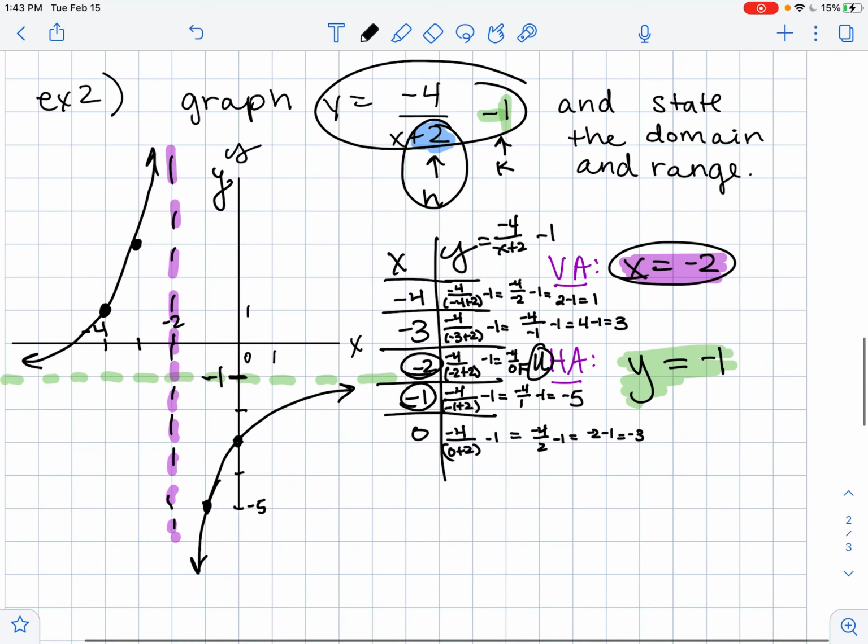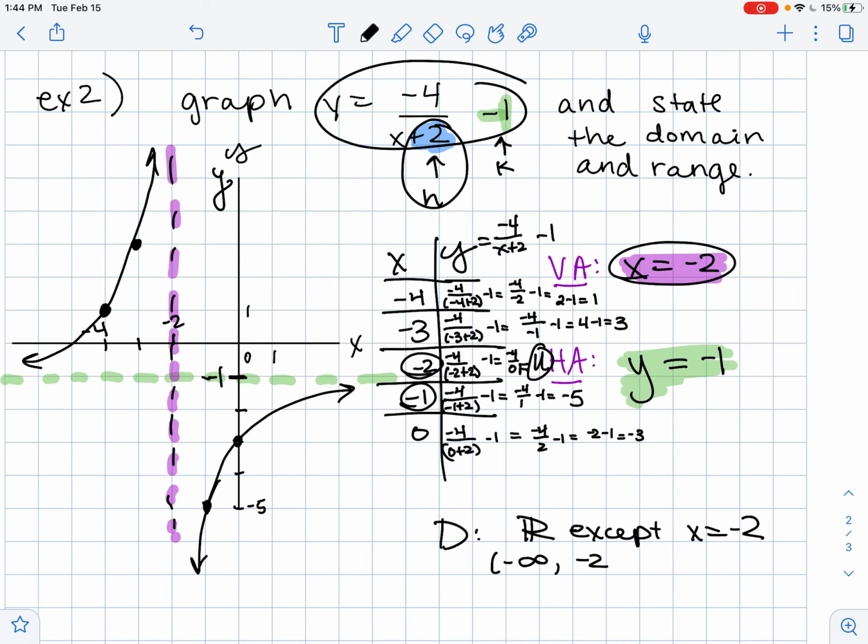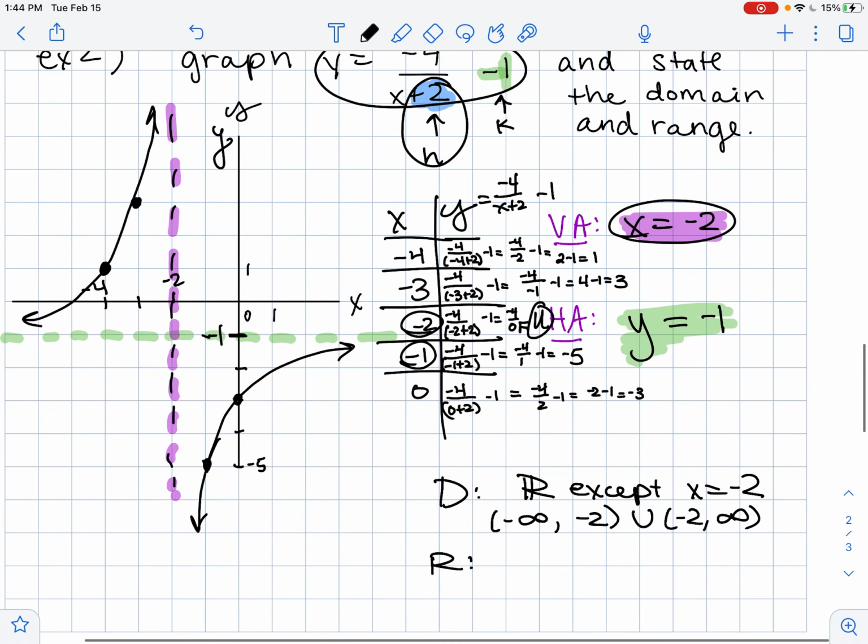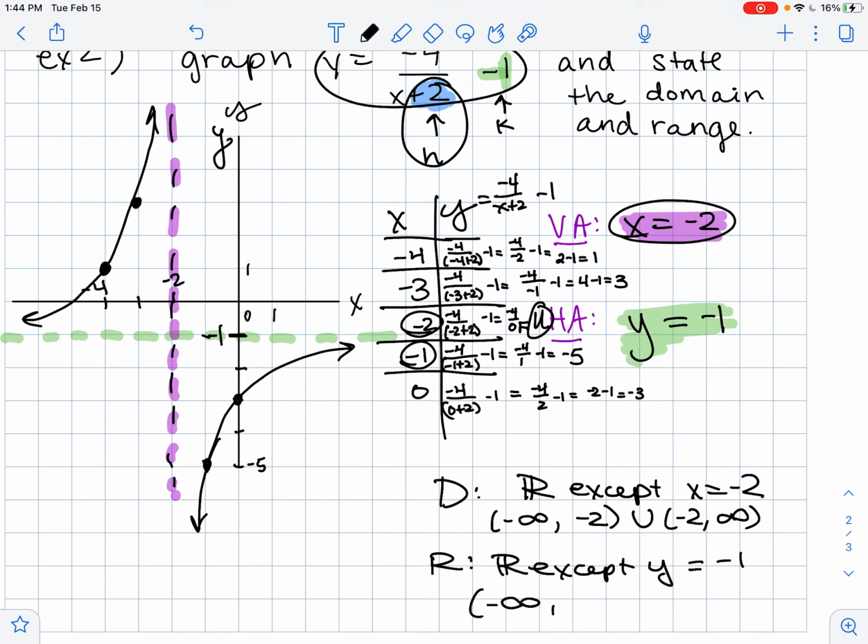And then our domain, we know can be any value except for x equals -2. So the domain, we say all reals except x equals -2. Another way to say that is from -infinity to -2 and from -2 to infinity. And then the range, it also goes all the way up and all the way down except for at -1. So we can say all reals except y is equal to -1, or we can say from -infinity at the bottom up to -1 and from -1 to infinity.